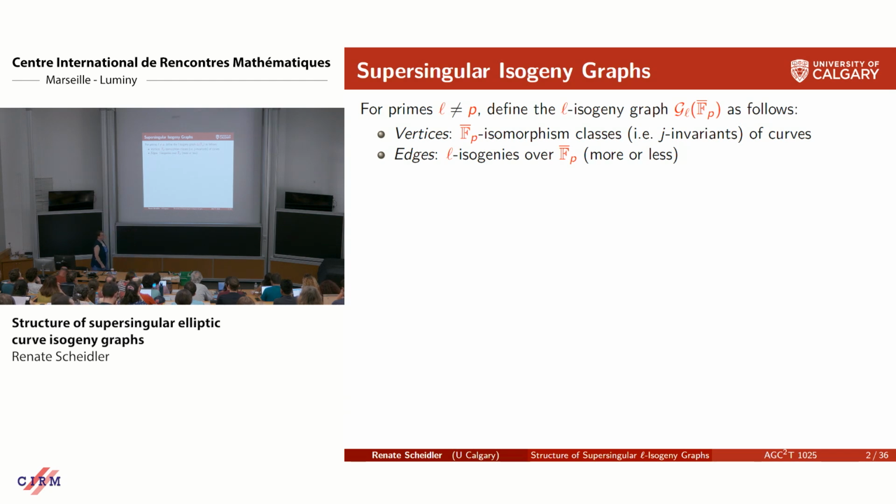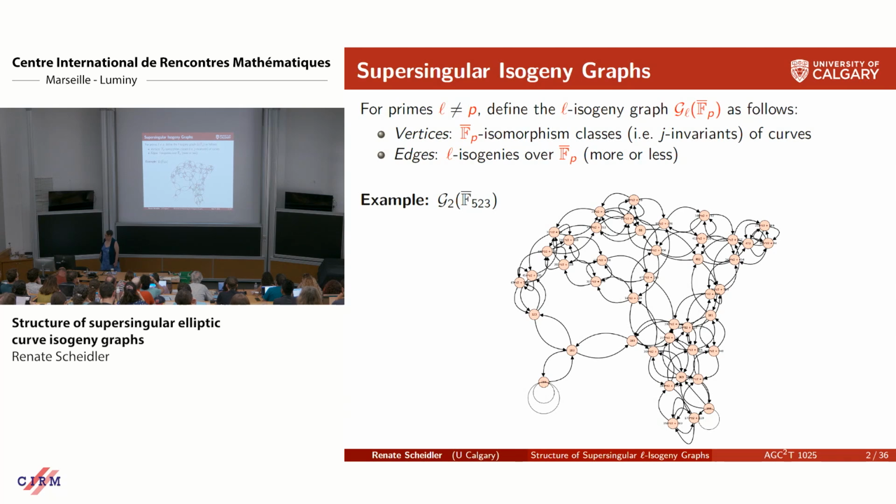Then you define a graph, and the vertices are the isomorphism classes of supersingular elliptic curves. You can also do this with ordinary curves, but we will only focus on the supersingular ones. They are represented by the j-invariants of these curves, and the edges are L-isogenies between these curves, more or less. So that's roughly the graph.